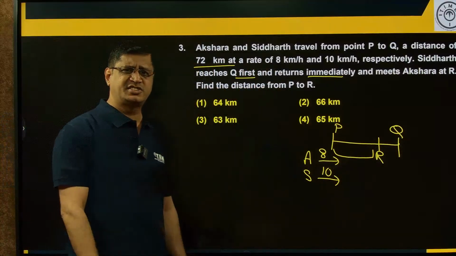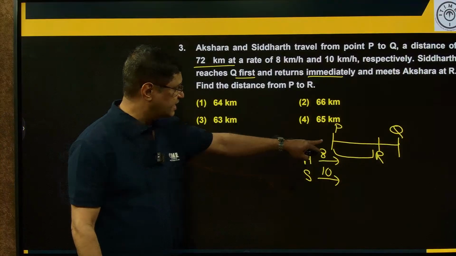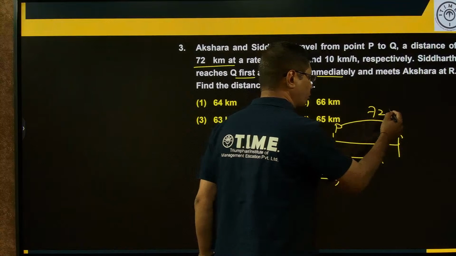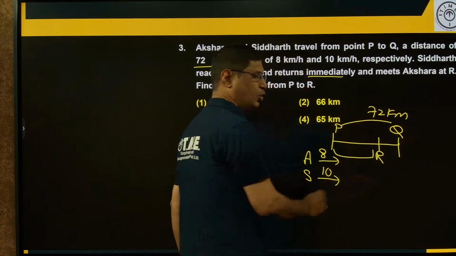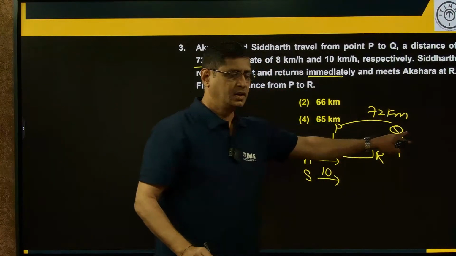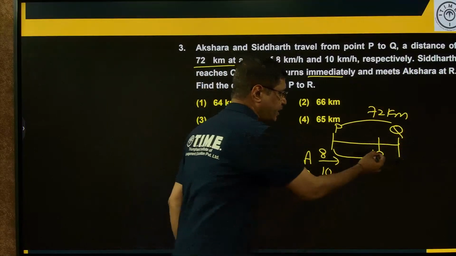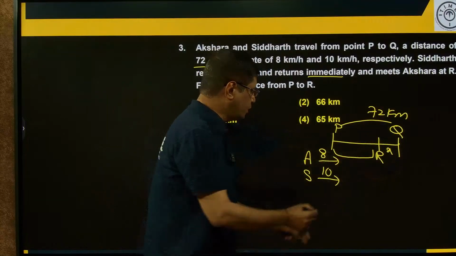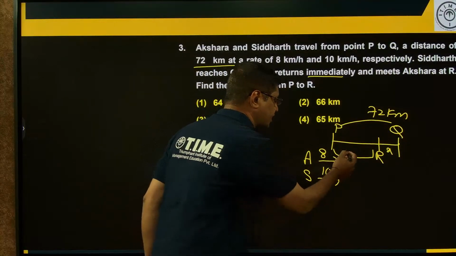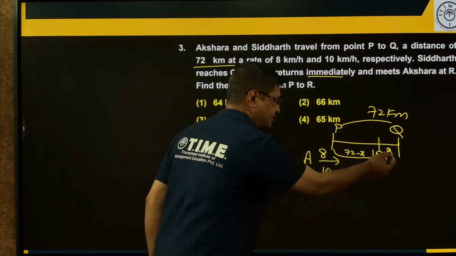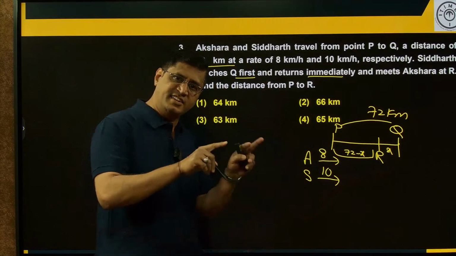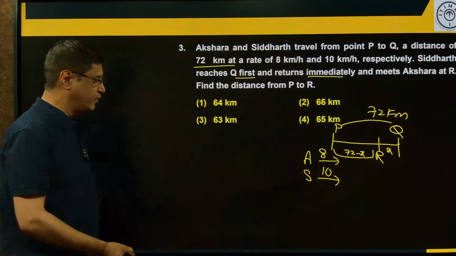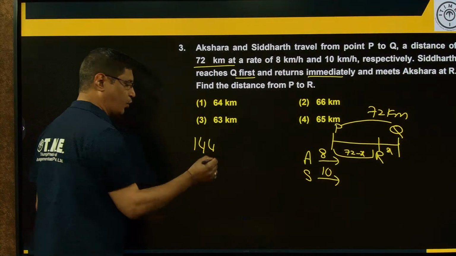My dear students, analyze this situation. First, Siddhartha traveled from P to Q. The distance between P and Q is equal to how much? 72 kilometers. Siddhartha covered 72 kilometers, then after that he covered some X kilometers, meaning 72 plus X. What about Akshara? Akshara covered 72 minus X. The sum of X and 72 minus X is also 72. So forward direction 72, return direction 72, total distance covered is 144.